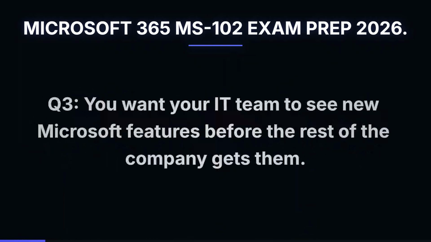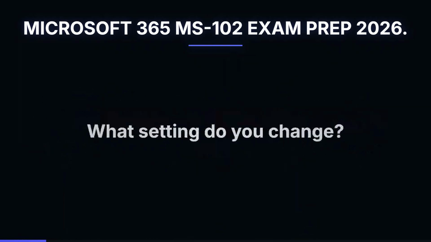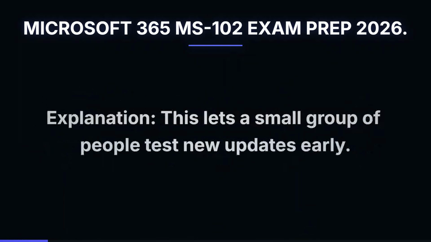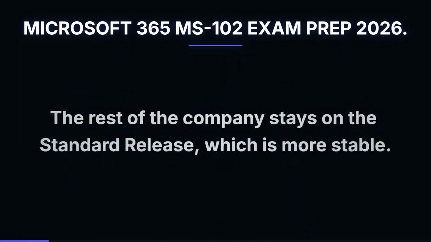Q3. You want your IT team to see new Microsoft features before the rest of the company gets them. What setting do you change? Answer: targeted release for selected users. Explanation: this lets a small group of people test new updates early. The rest of the company stays on the standard release, which is more stable.